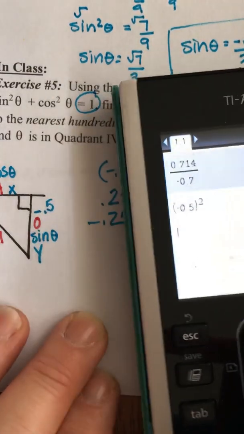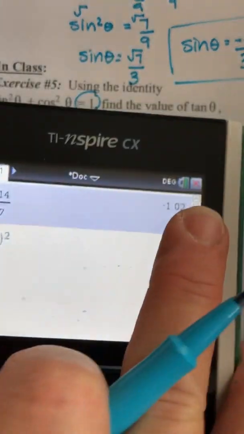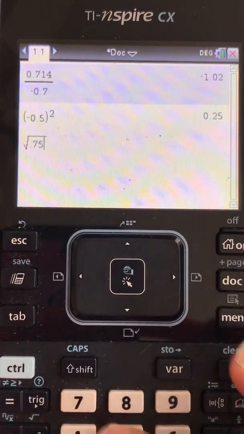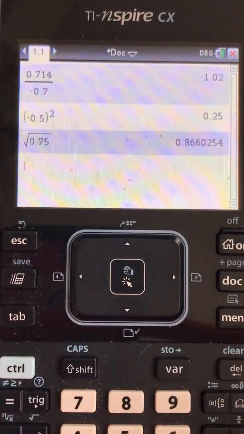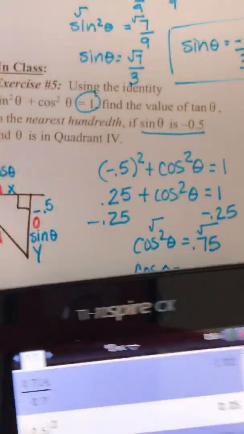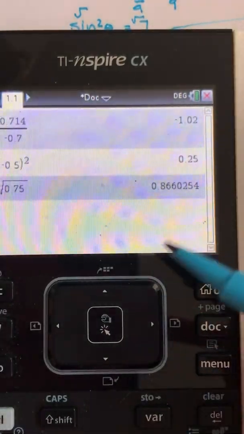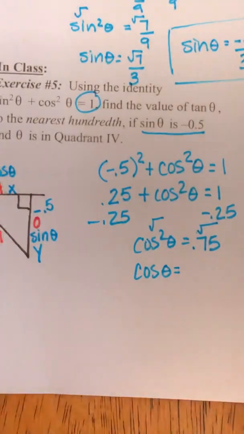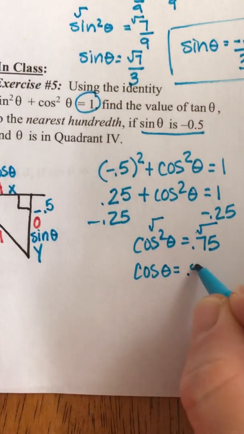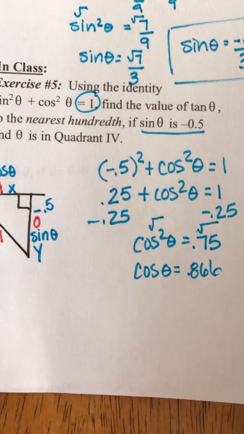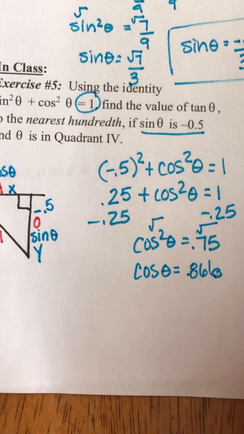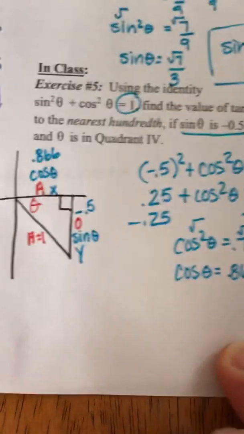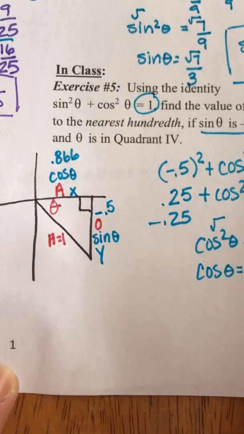And what is the square root of 0.75? Let me get the calculator to do that for me. Square root of 0.75 is 0.866. How many places do we round off? Hundredth. Hundredth is 2 places, so I'm going to carry this for 3 places. I'm going to carry 0.866. All right, so the cosine is 0.866, which labels this side of the triangle. Cosine 0.866.